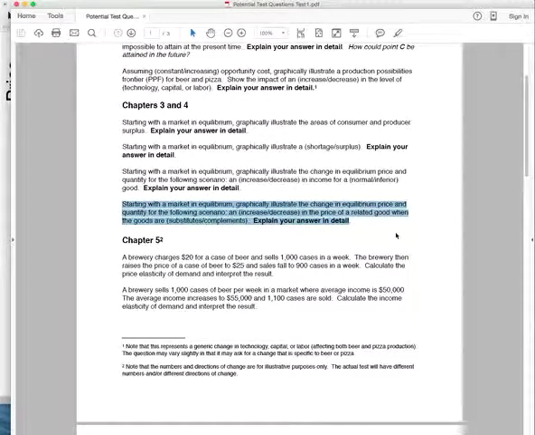Realize that this question has 4 different scenarios, so that means there are 4 different ways that this question could be asked. Starting with the market in equilibrium, graphically illustrate the change in equilibrium price and quantity for the following scenario. An increase/decrease, meaning I could ask you for an increase or a decrease in the wording of the problem, in the price of a related good. When the goods are substitutes/complements, meaning I could ask you again for either one of those 2 scenarios. Explain your answer in detail.